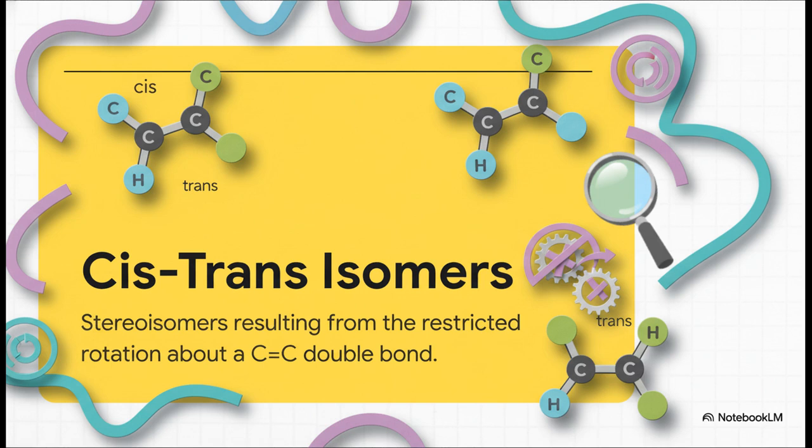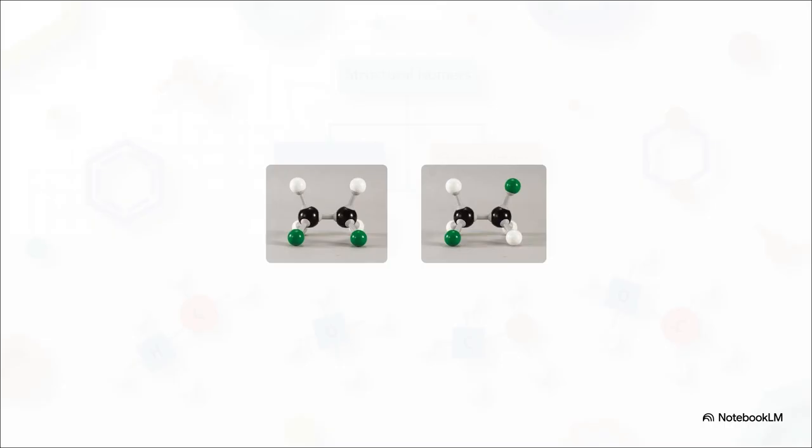You see, because that double bond is locked, all the atoms or groups attached to those carbons are stuck in their positions relative to each other. They're fixed in space. This slide shows it perfectly. Look at the molecule on the left. See how the two green chlorine atoms are both on the same side of that double bond? That's what we call the cis isomer.